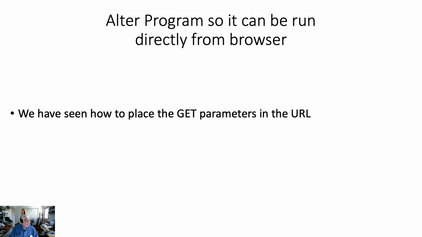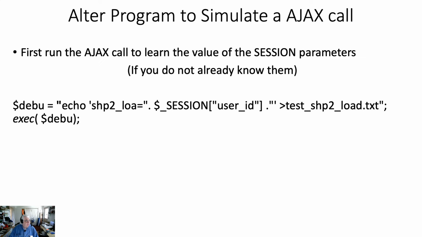What to do? Well, we've talked about how you can put GET parameters in the URL and test the code directly from a browser. But in the one we were just looking at, we weren't using GET, we were using POST. And because we're dealing with security, we know that we have sessions. So how can we get it to run from the URL in a browser? Well, the first thing we need to do is learn what the session parameters are.